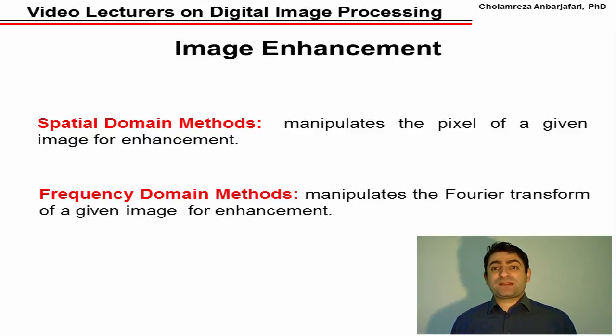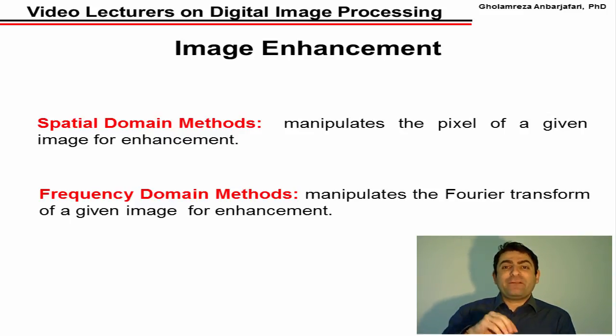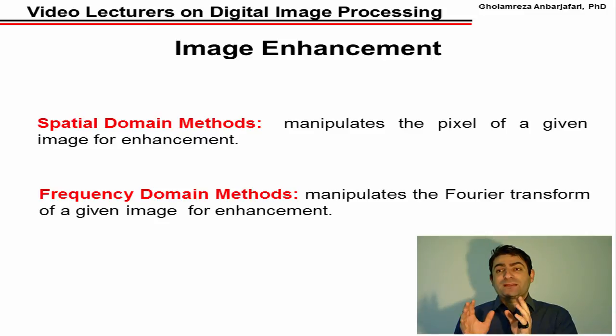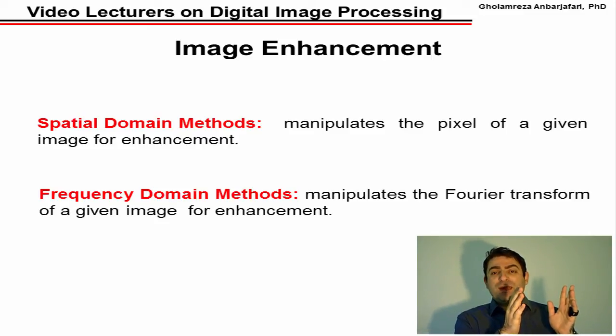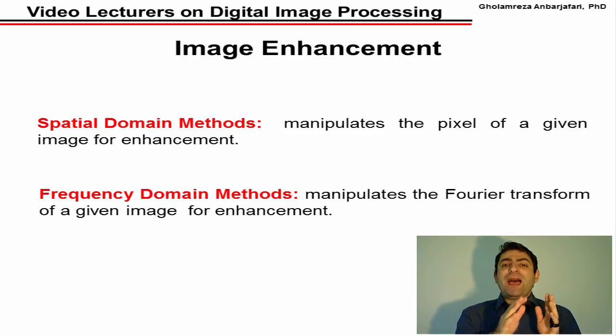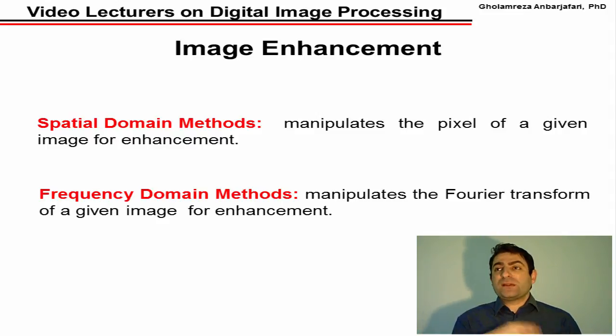But in the frequency domain method, this method manipulates the pixels after being transformed into the frequency domain by using the Fourier transform of the given image. So in the frequency domain method, we have the image, we transfer it into the frequency domain by using the Fourier representation, and then we enhance in the frequency domain. And then in order to see the outcome, we have to do the inverse of the Fourier transform, and we get back to the spatial domain and look at the image.